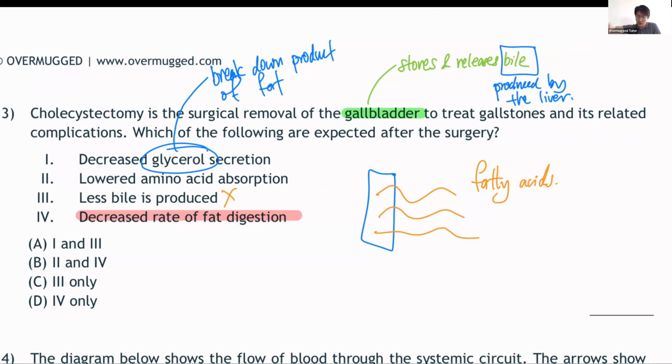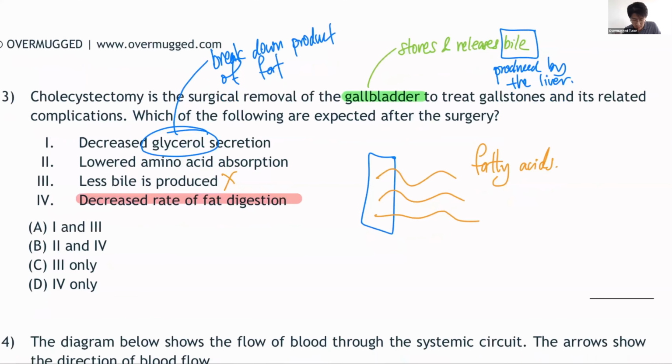So we have talked about why 3 is wrong, why 1 is wrong. 2, nothing to do with fats. This is why amino acids. Okay? So just this one question also requires us to recall even the function of bile as well. How does bile work? Thank you, Kaylin. Right? Okay, so that's for question 3.